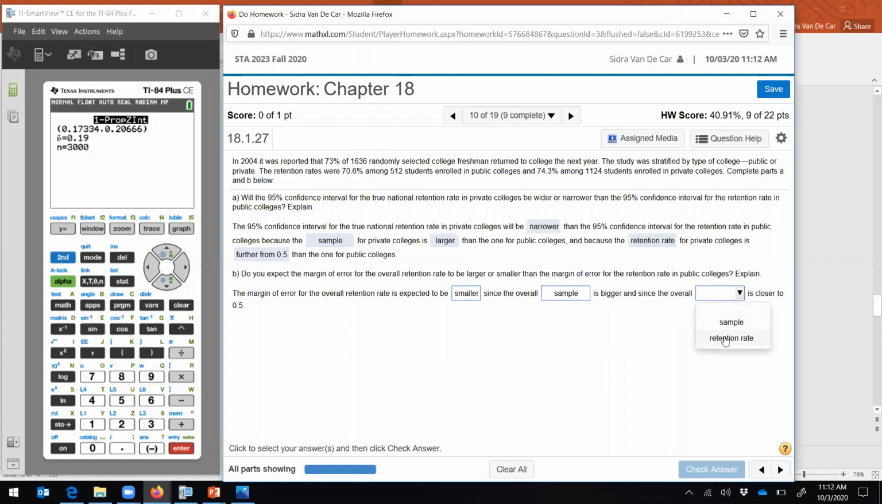And since the overall retention rate, 73%, is closer to the 75 for public colleges.